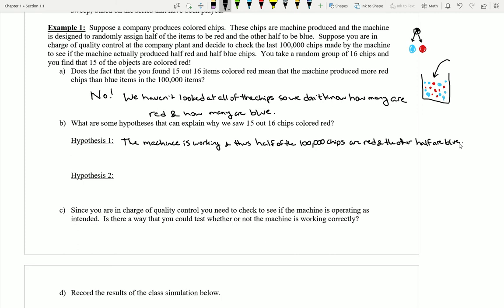So one way we could explain why we got 15 out of 16 chips being red is that the machine was working perfectly. There are half blue chips in the bin, there are half red chips in the bin, and we just got, I'll put this in quotes here, a lucky pull of 15 red chips, right? Like there's nothing fancy going on here. We just kind of got lucky.